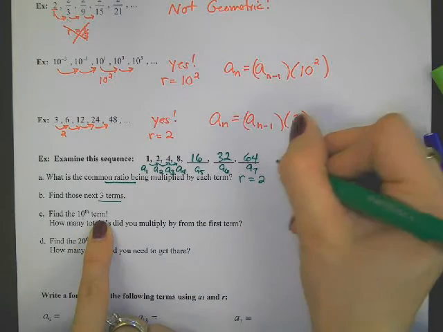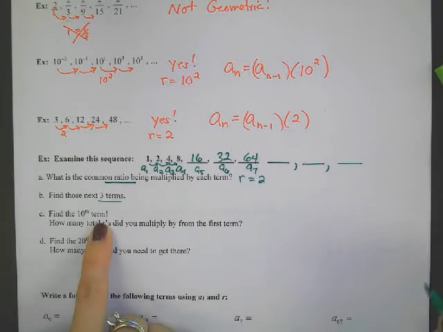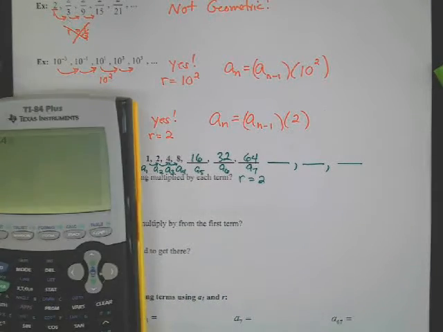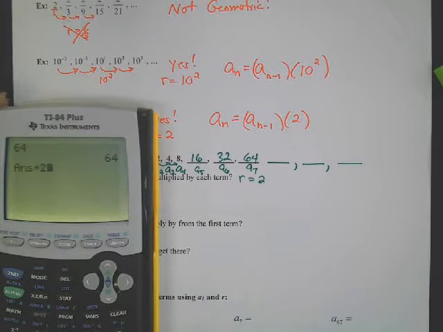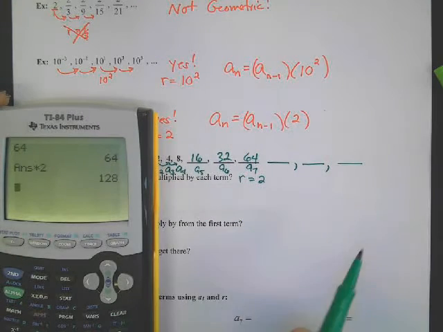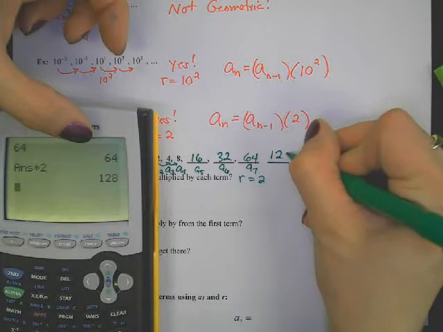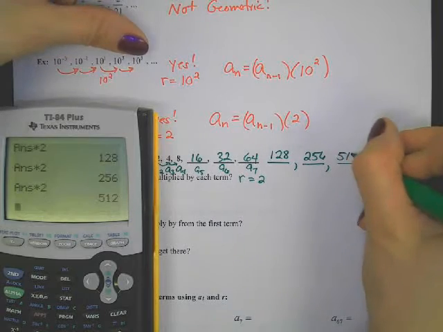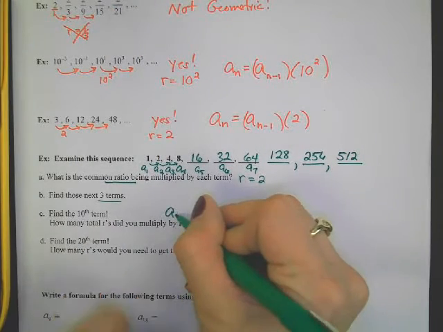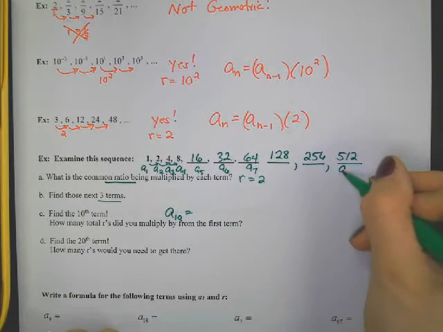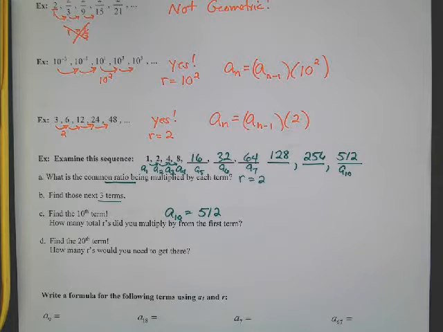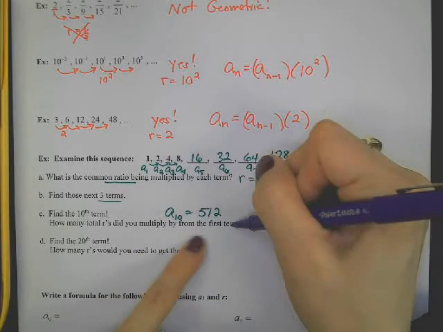Okay, find the 10th term. Okay, 8, 9, 10. So we need to keep multiplying by 2. So if you need to use a calculator, 64, I like to push enter, then say times 2. Because that command, answer times 2, will keep happening if I push enter. So we've got 128, 256, and 512. Okay, so A sub 10, the 10th term is 512.